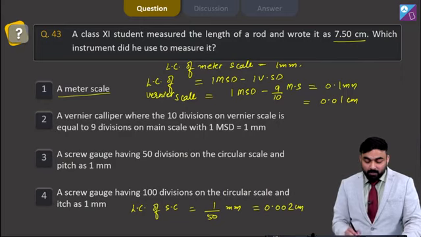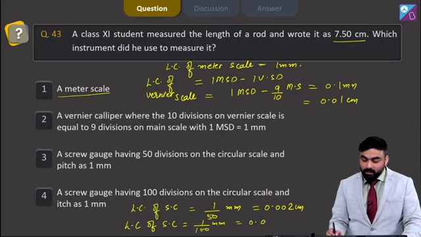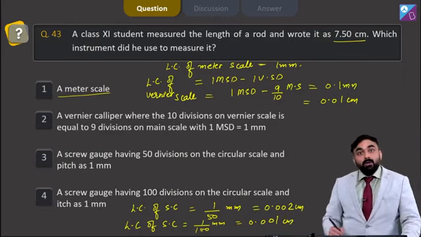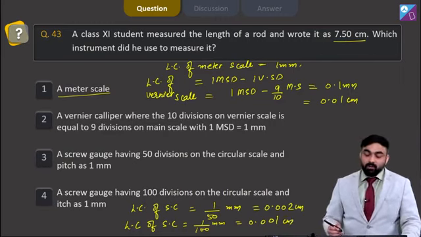Now, option number 4 says a screw gauge having 100 divisions on the circular scale and pitch as 1 mm. So, for this particular screw gauge, least count would be 1 over 100 mm, which is equal to 0.001 centimeter. Okay.